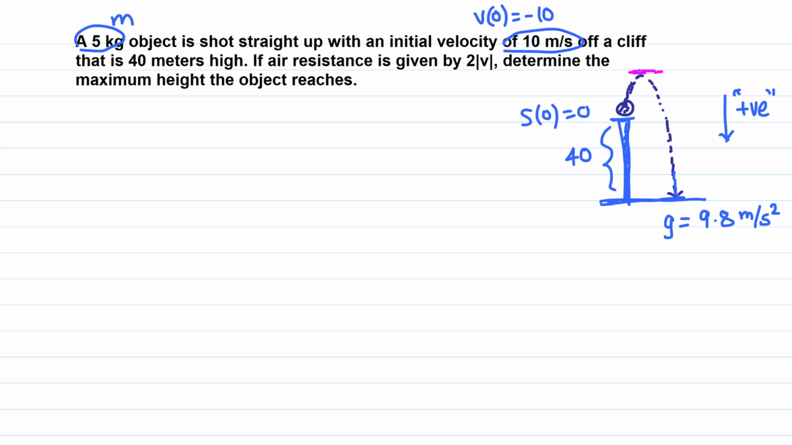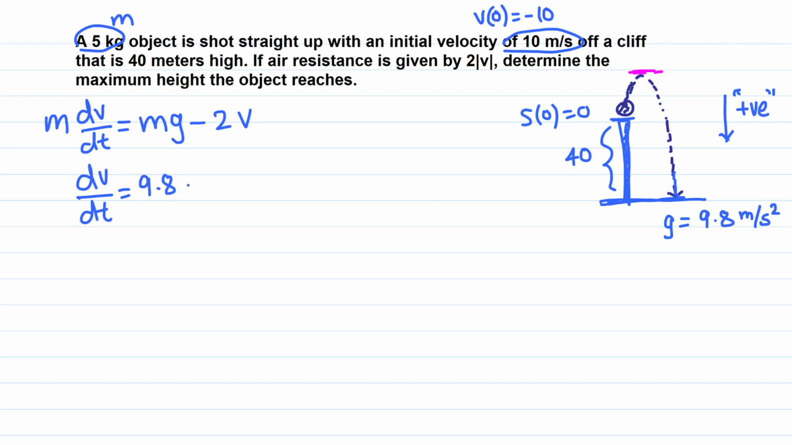The maximum height means the velocity becomes 0 momentarily there. So when we set the velocity to 0, we get the time it takes to get to the max height. In any case, the force, mass times acceleration, m dv over dt, is weight minus this resistance 2v. For this direction, we don't have to worry about the absolute value, it will be 2v. M is 5. Let's divide both sides by m. So dv over dt equals acceleration due to gravity, 9.8, minus 2 over m, because we divided by m, 2 over 5, that's 0.4 v.